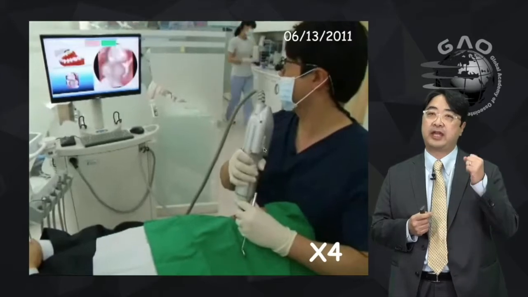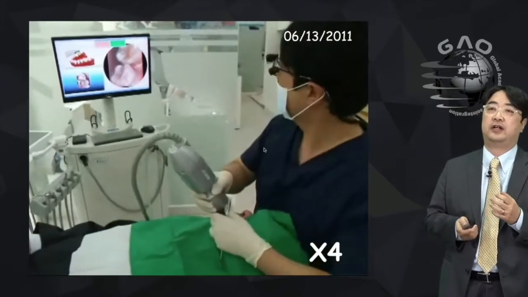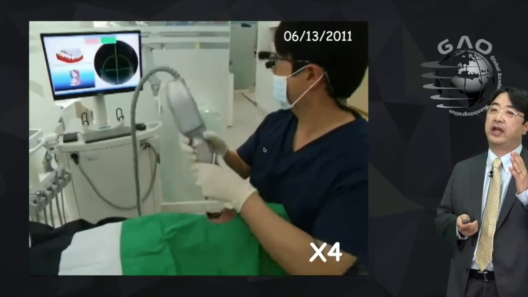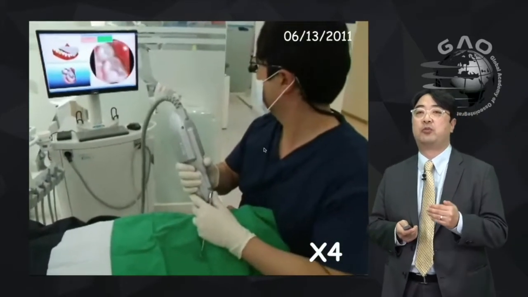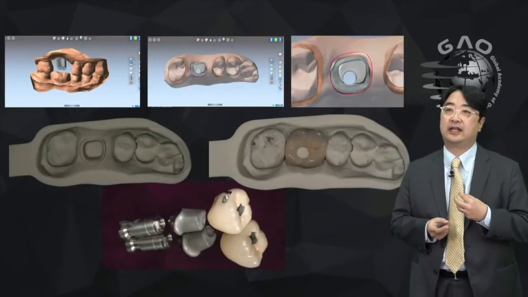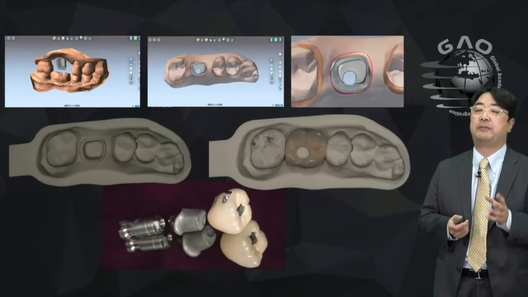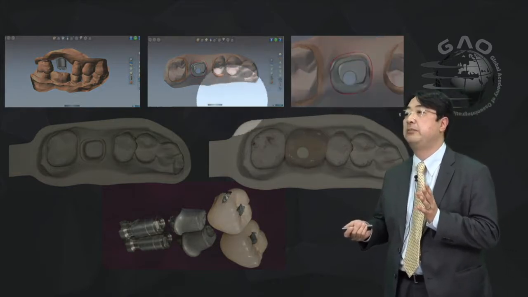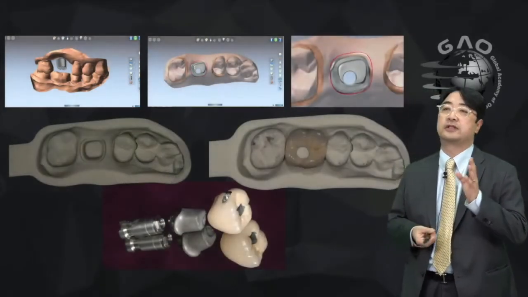So I keep taking pictures of my patient's dentition, right? After I took several more pictures, I got the data and sent it to the lab, and my lab technician designed the custom abutment. He also milled a model of the custom abutment.